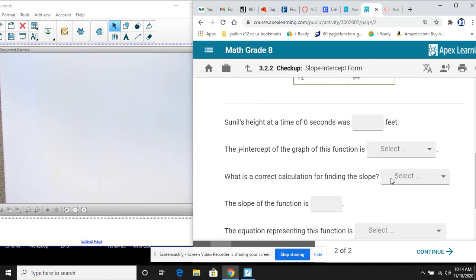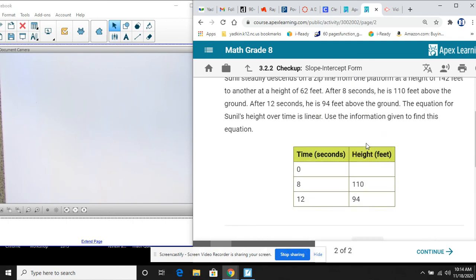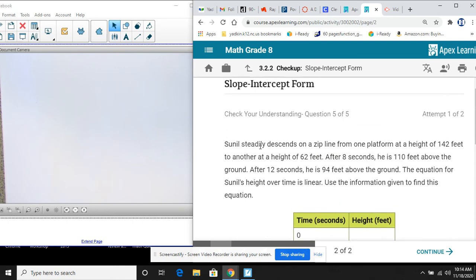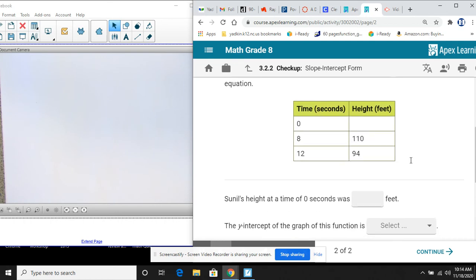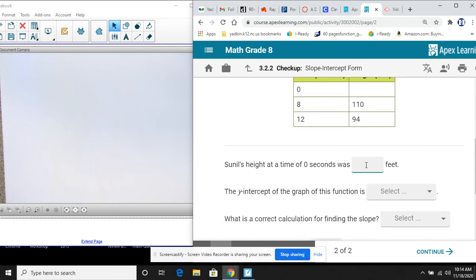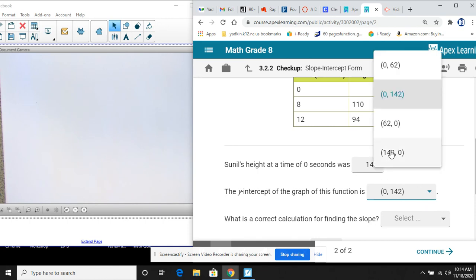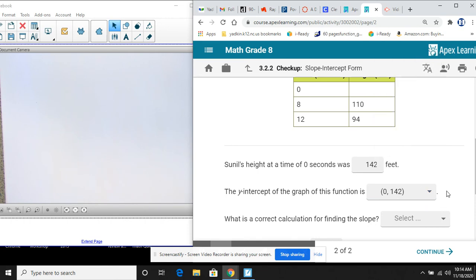Okay, it says Sunil's height at a time of 0 seconds was, it tells us right here. Sunil steadily descends on a zip line from one platform at a height of 142 feet. That's where he started. So his height at 0 seconds, where he started, the y-intercept is 142 feet. The y-intercept of this function is the point that's on the y-axis. The other point they showed, this one right here, that's on the x-axis.